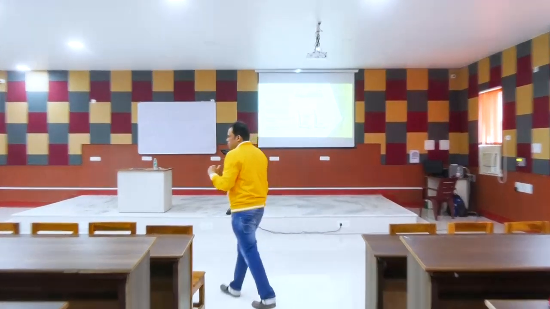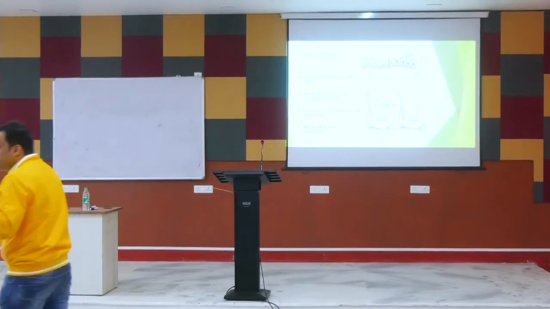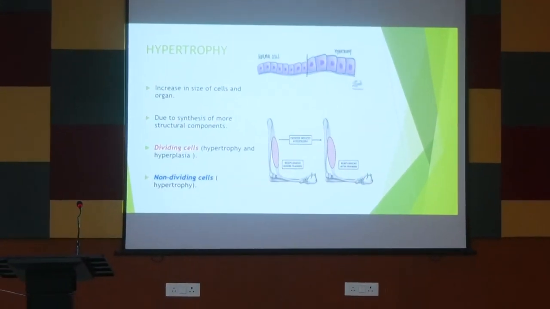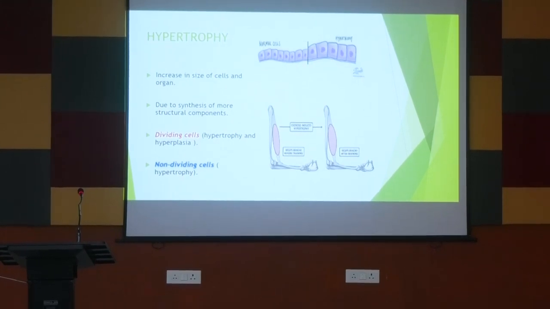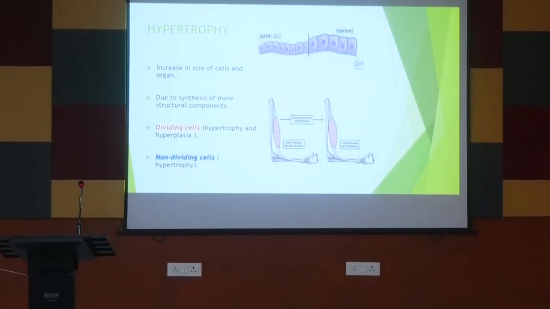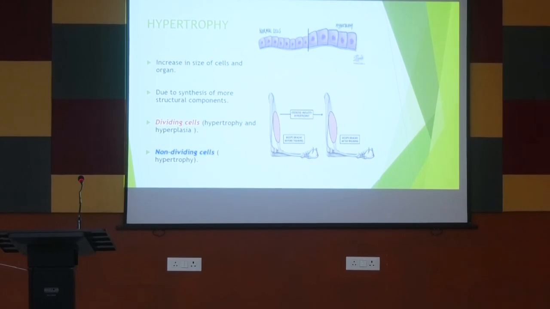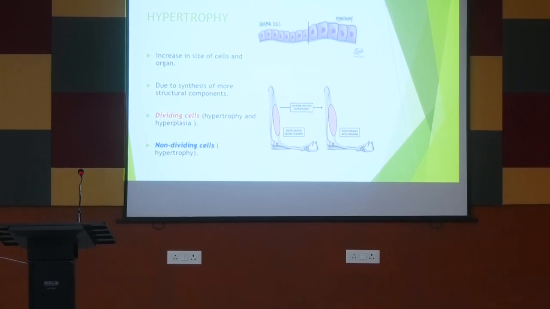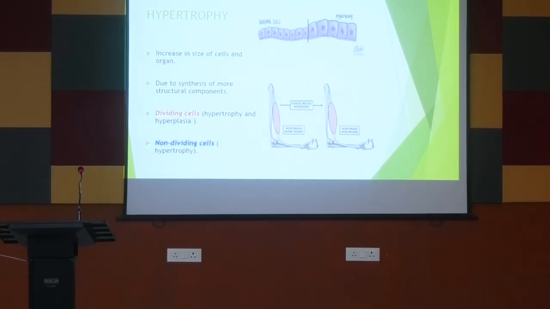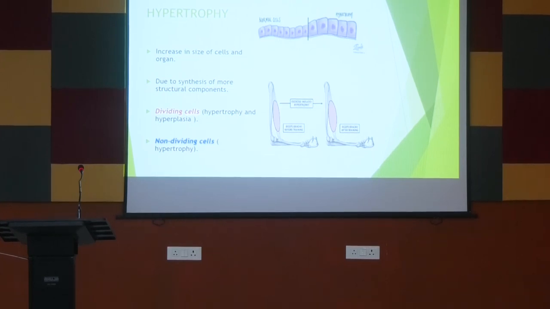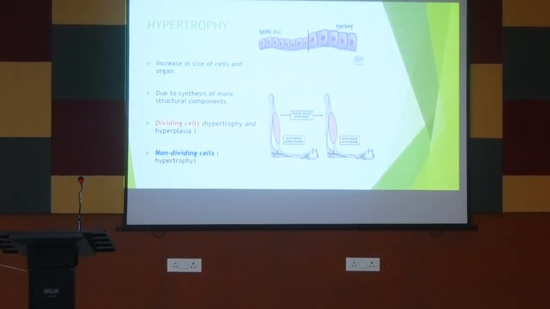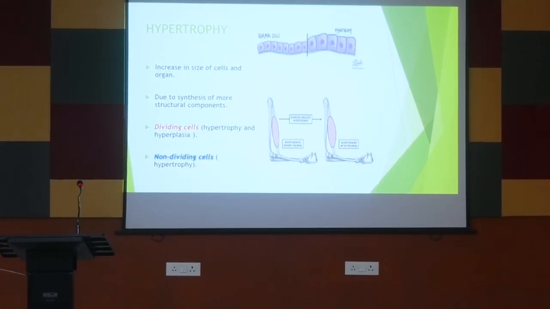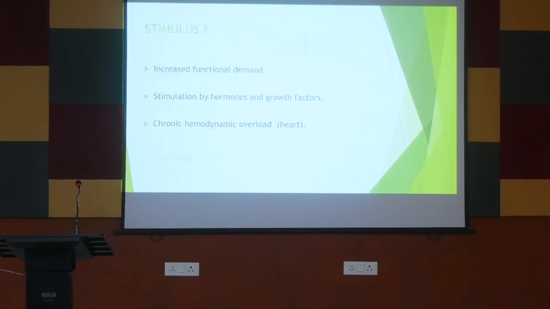Now, there are two types of cells, dividing cells and non-dividing cells. The dividing cells can undergo both hypertrophy and hyperplasia, whereas the non-dividing cells, the terminally differentiated cells, increase in size by the process of hypertrophy only. So this is a schematic picture of a muscle, say the biceps, which has undergone hypertrophy.